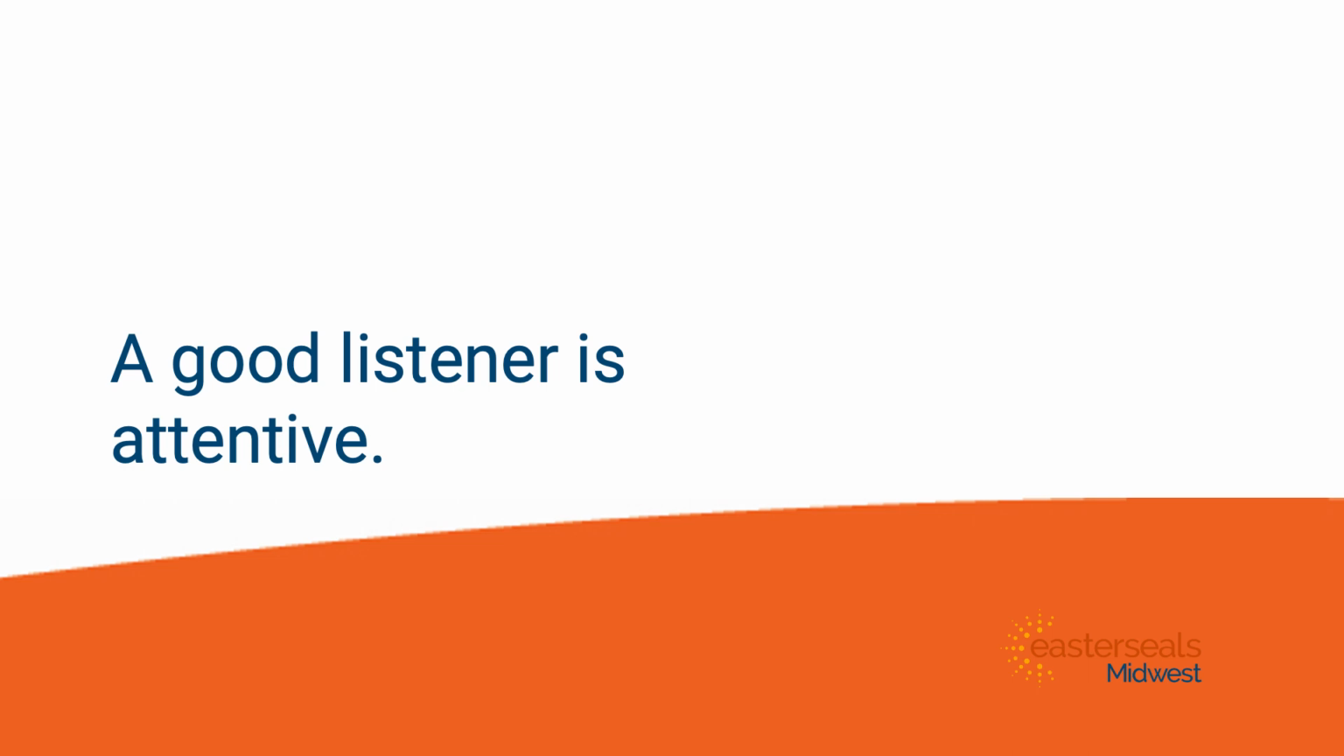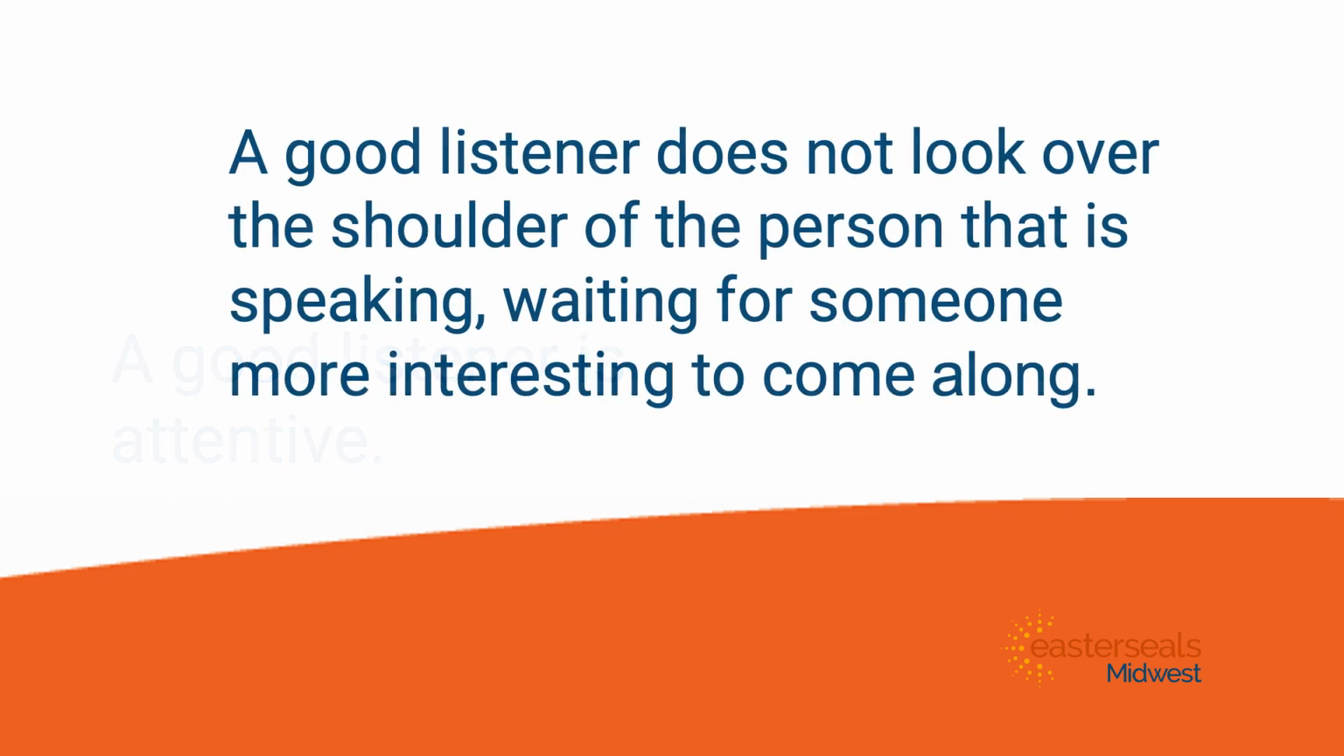A good listener is attentive. They make good eye contact. They do not interrupt and show interest in what is being communicated. A good listener does not look over the shoulder of the person that is speaking, waiting for someone more interesting to come along. Looking someone in the eye is many times hard with a person who has autism, but this is a skill that can be practiced and worked on.